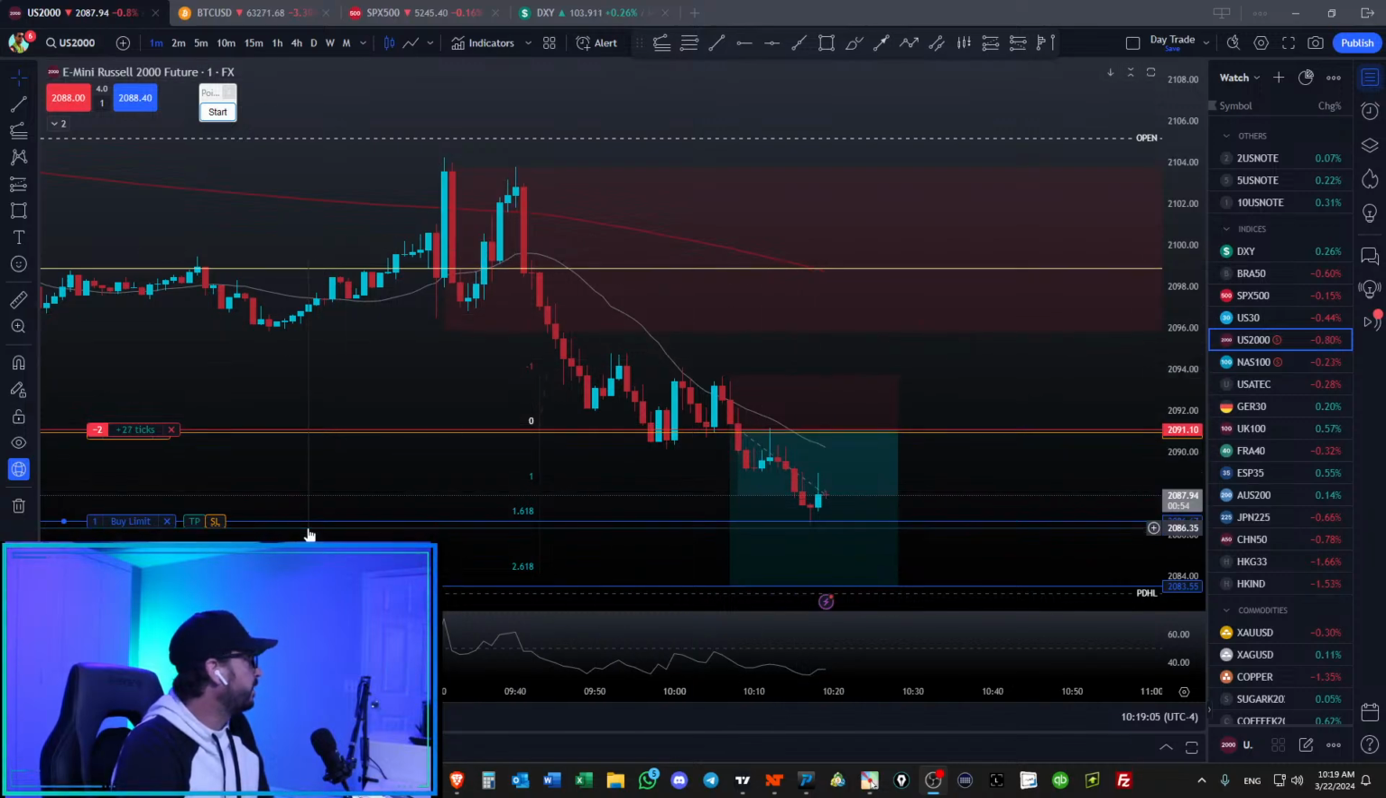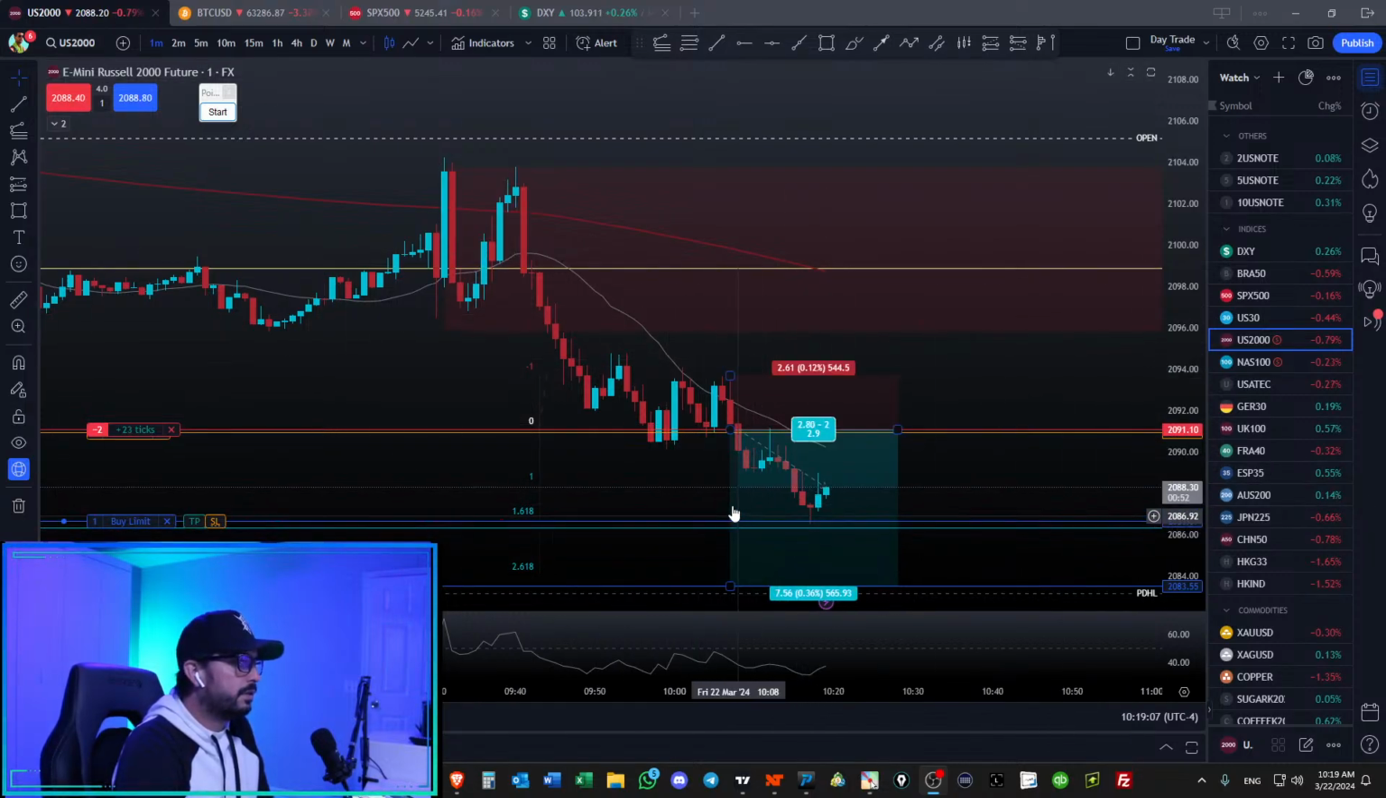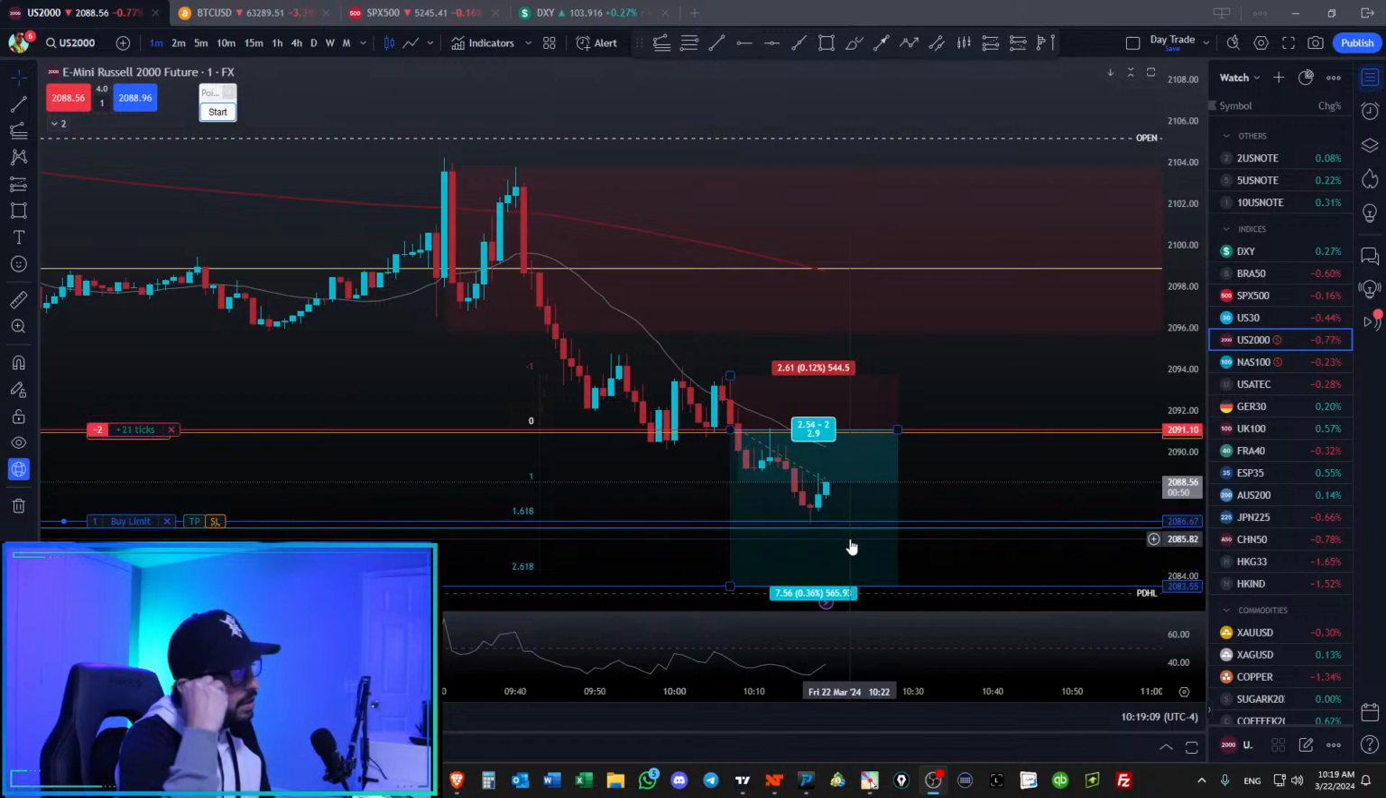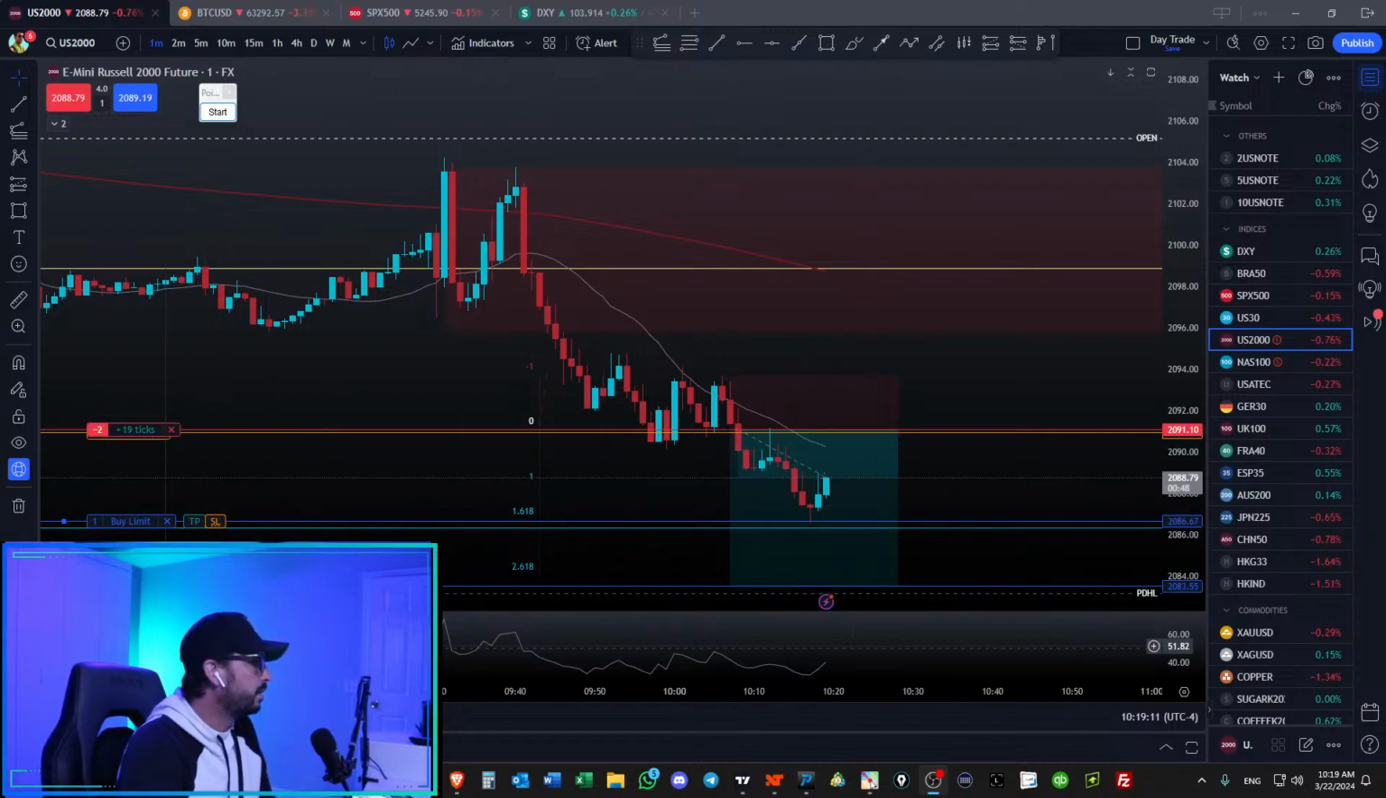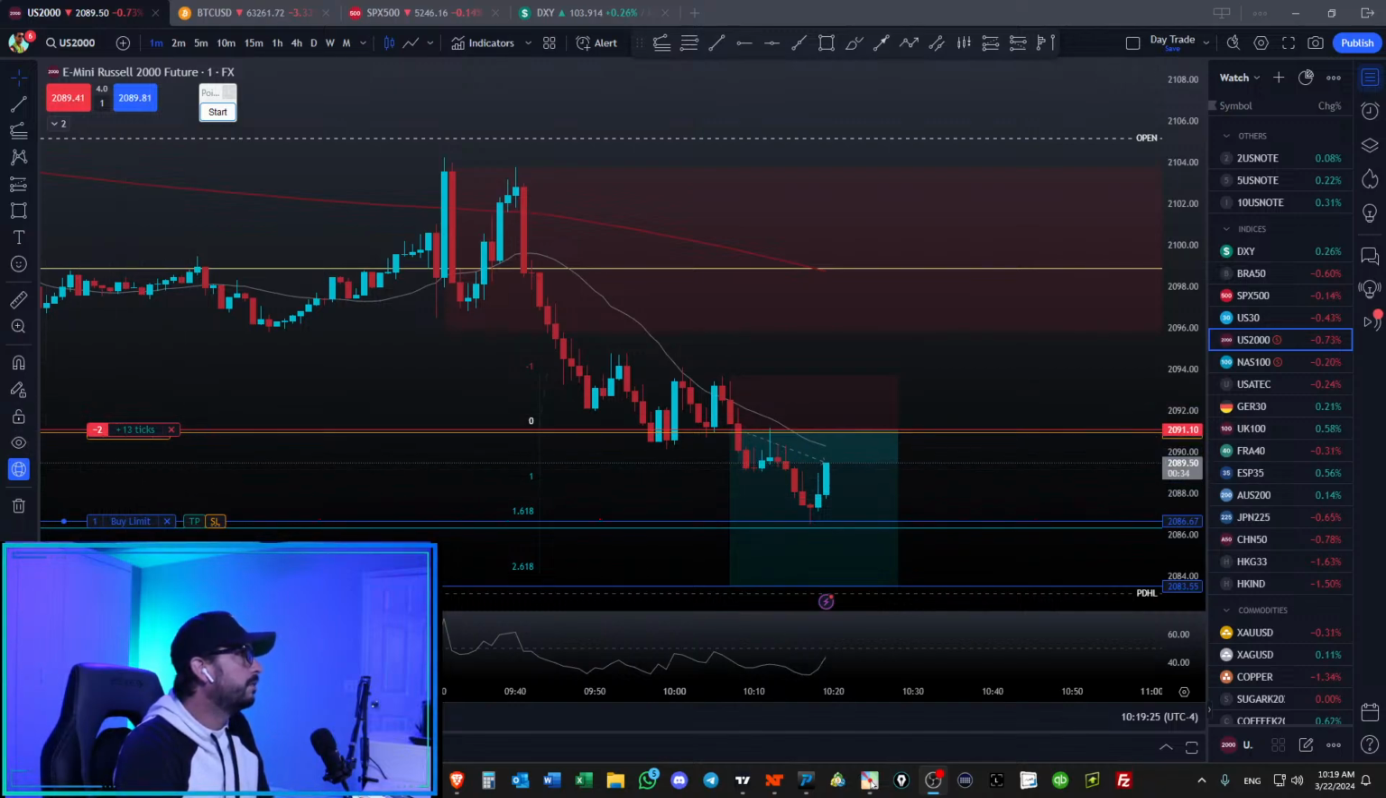That's the Russell right there. I got the broker connected in here. Sometimes my broker disconnects if I've got multiple pages. That's all. It's on a break even. If it goes bad, it goes bad.